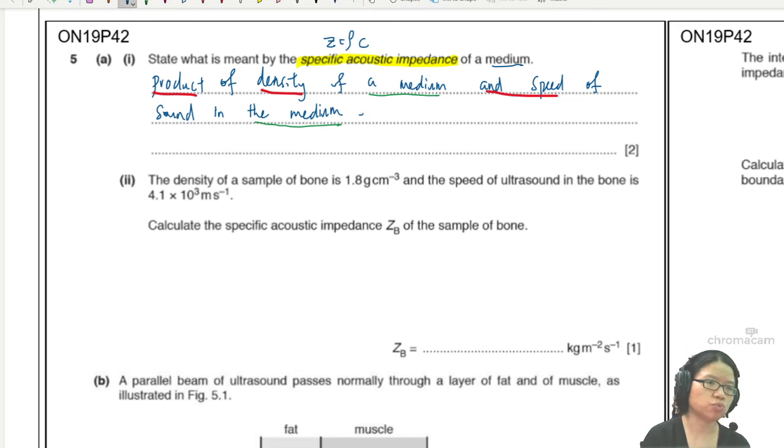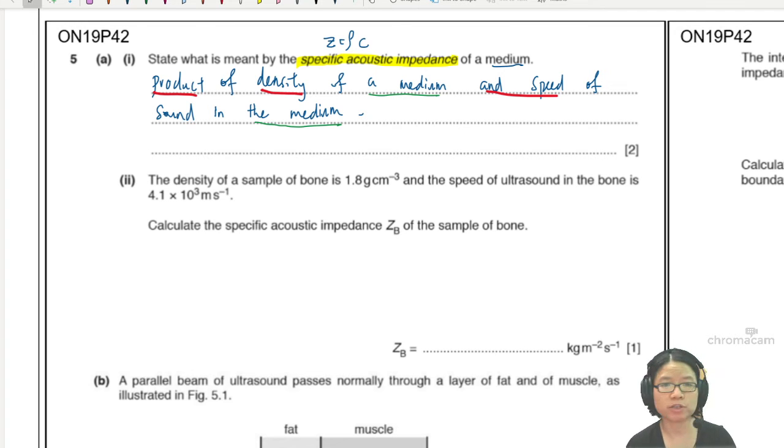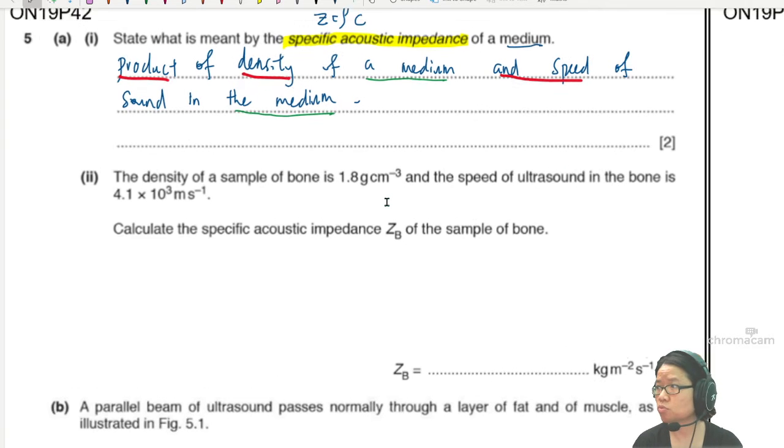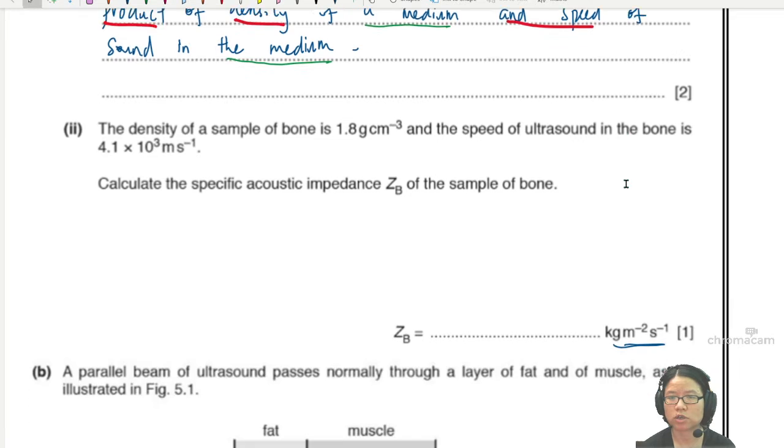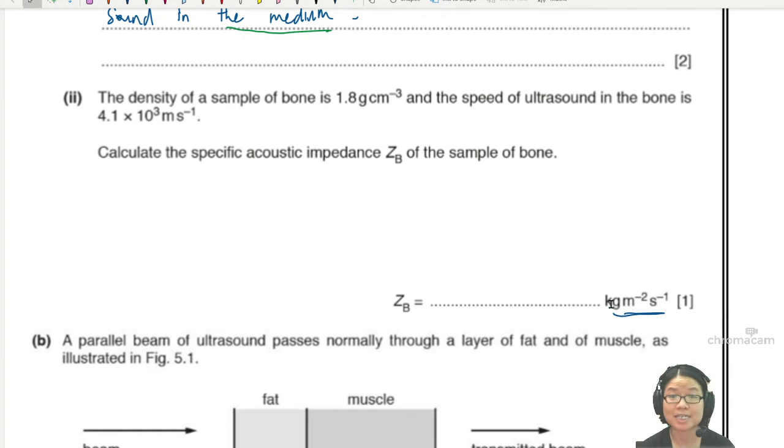Part 2. The density of a sample of bone is 1.8 gram per cm cube, and the speed of ultrasound in the bone is given. Let me zoom in a bit for you. Calculate the specific acoustic impedance of the bone sample. Before I start, we're going to check the unit here. Every unit down here is SI.